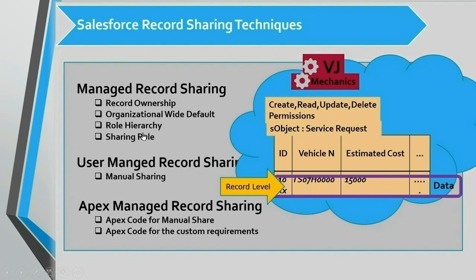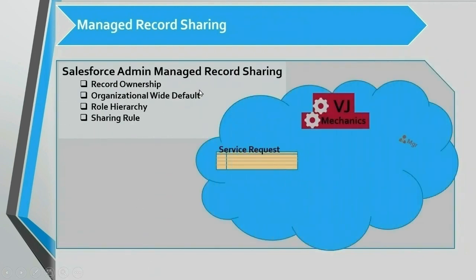Let's have a look into the first category, that is managed record sharing. The record sharing which is managed by Salesforce admin, we can call it managed record sharing. Under this, we would get record ownership, organization-wide defaults, role hierarchy, sharing rule. All these techniques come under managed record sharing. For this demo, we would take the same service request object and these are the users that we are going to use: MGR, LDR1, Tech1 and Tech2.